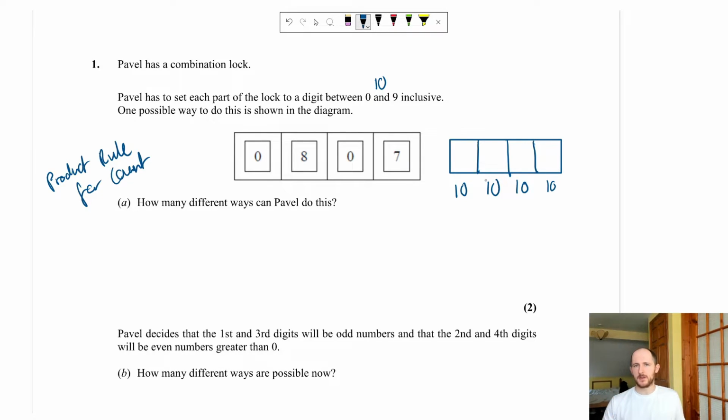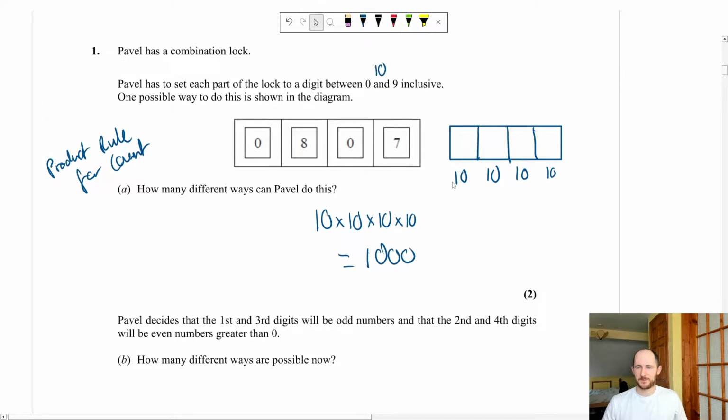Now, if there's 10 in this one and 10 in this one, then the total number of combinations is 10 times 10, because there are 10 different options for this one, 10 different options for this one. So this first digit can match with 10 different numbers, the second digit, 10 different numbers, third digit, 10 different numbers, and so on. So all we need to actually do is multiply all of these 10s together. And that's it, which would give you, of course, 1,000 combinations. Which is why you definitely don't want to be writing them all out.